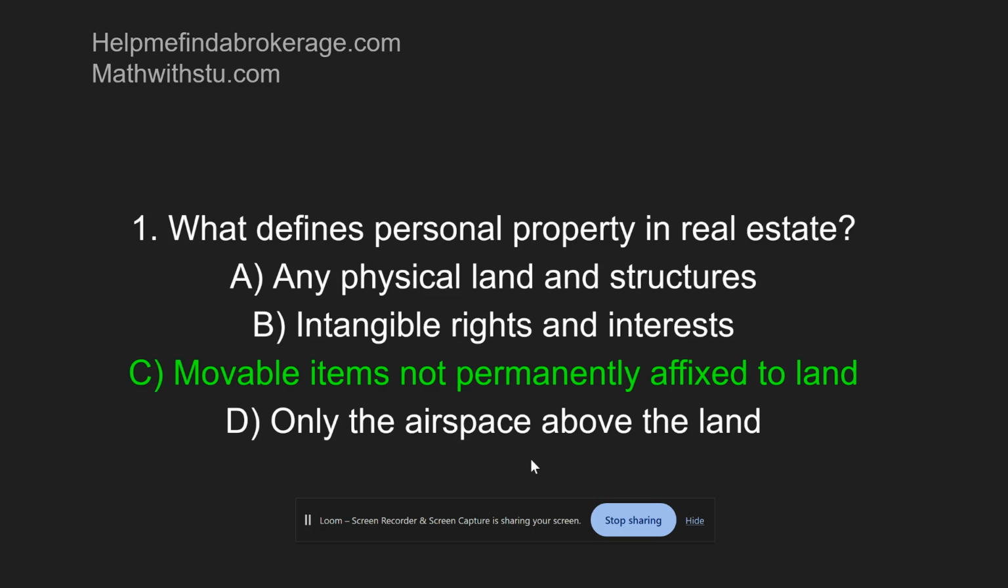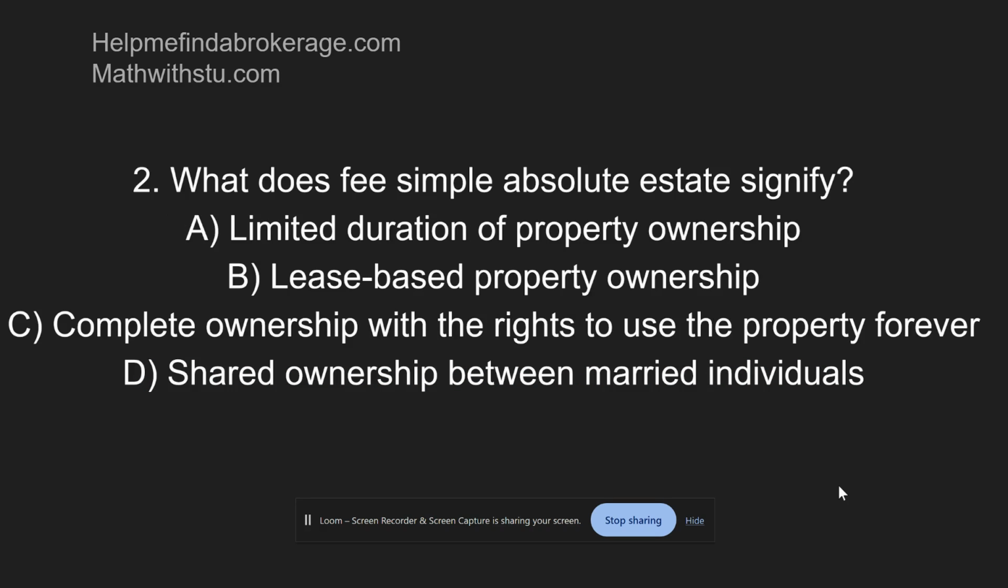So intangible rights and interests could be potentially considered real property. Intangible means that you can't touch it, you can't hold it in your hands. Intangible rights could be something like mineral rights, which we would consider part of the real estate ownership. Also, any physical land and structures will definitely be considered real estate. And the airspace above the land is included with your ownership of real property. When you own real property, you own the airspace above it, as well as the mineral rights or subsurface rights below it. So let's look at the next one.